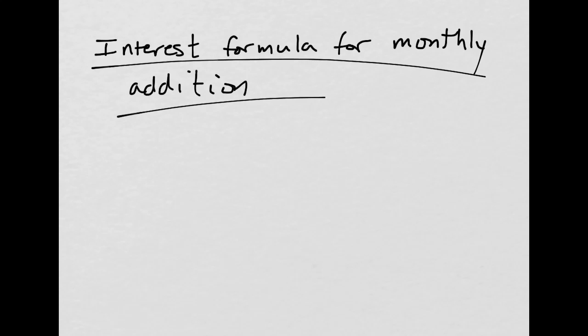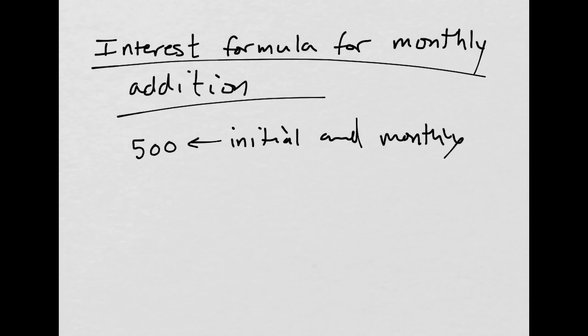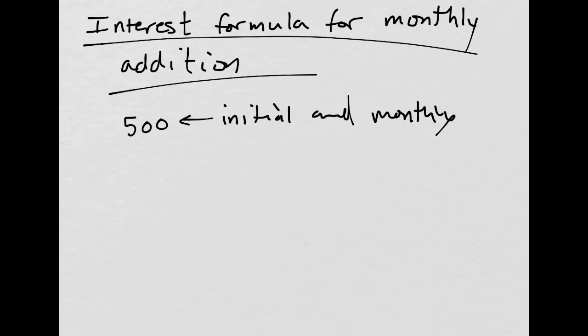Okay, so my initial and monthly investment is going to be $500. So that's initial. That's my initial and monthly investment. The next thing is I'm going to be doing it for 12 months, but that is actually not important for the formula. We can just have the formula go on indefinitely.